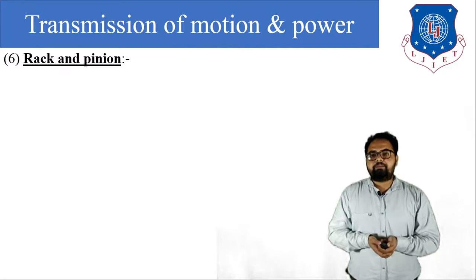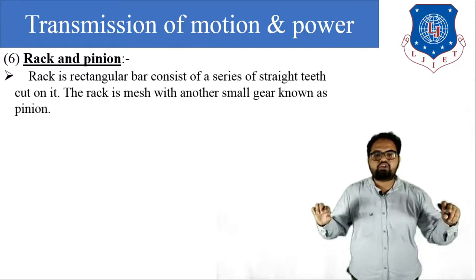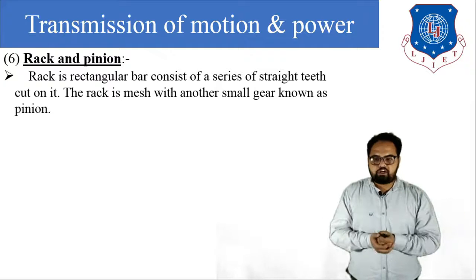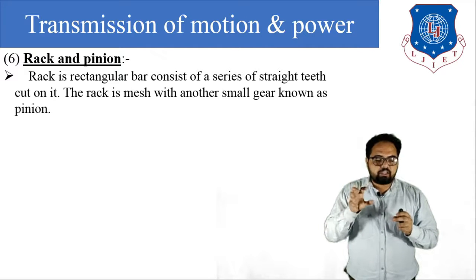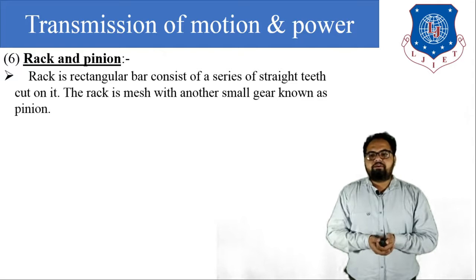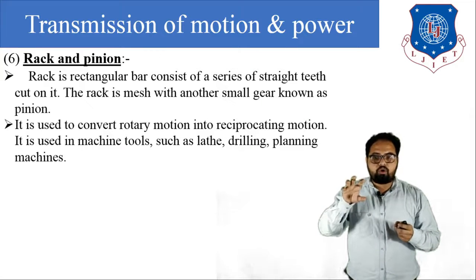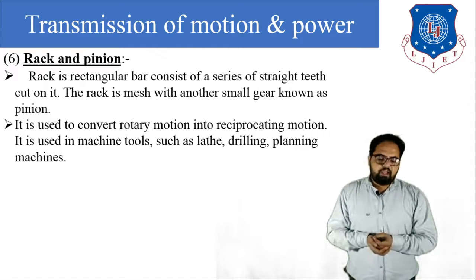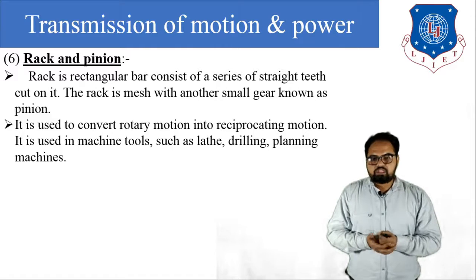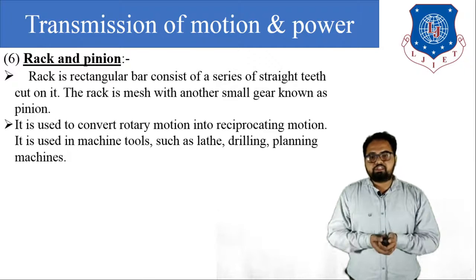Next is rack and pinion. The rack is a rectangular bar consisting of a series of straight teeth cut over it. The rack meshes with another small gear which is known as the pinion. It is used to convert the rotary motion of the gear into reciprocating motion, and it is used in machine tools such as lathe, drilling, planing and milling machines.